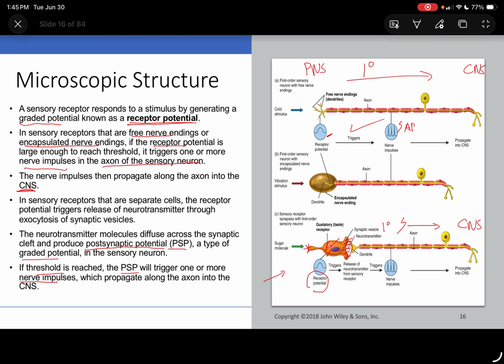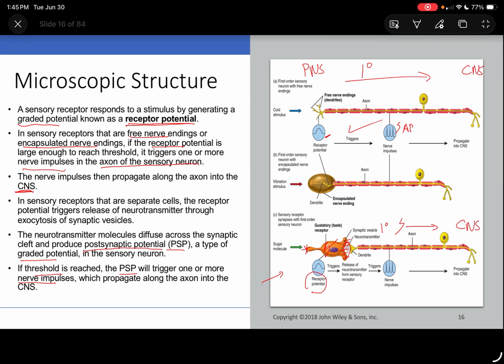So that is how we classify neurons based on their microscopic structure.